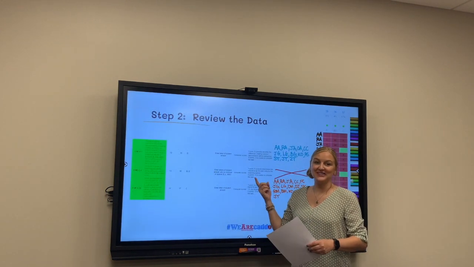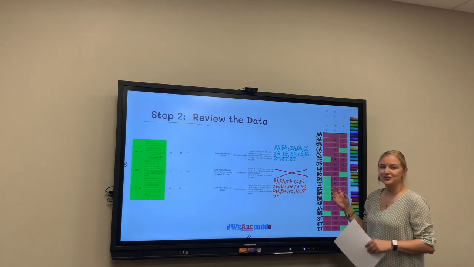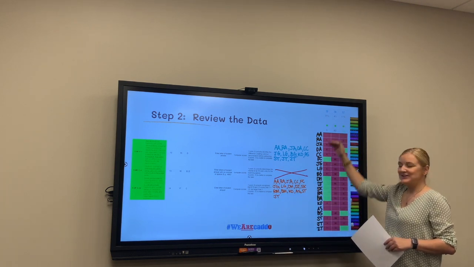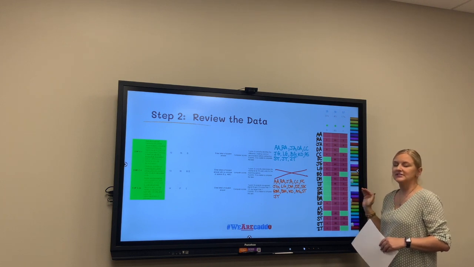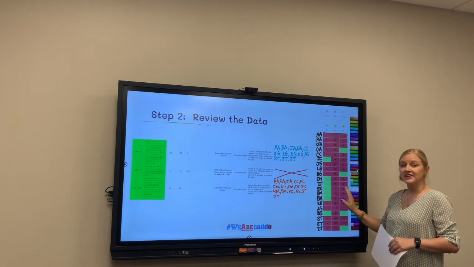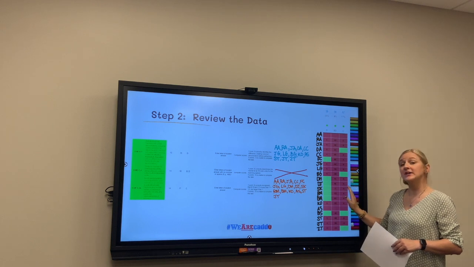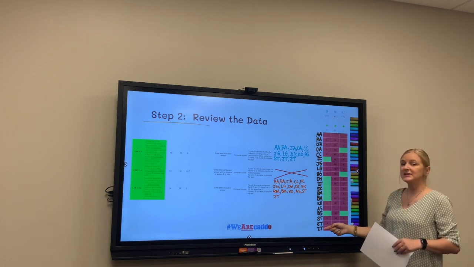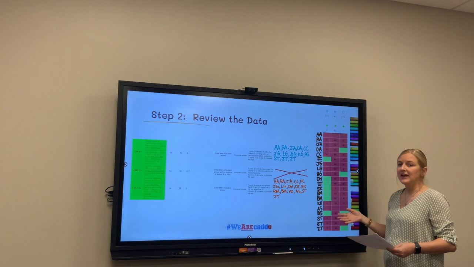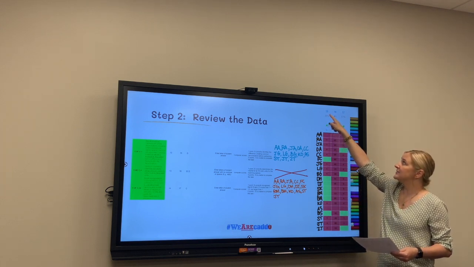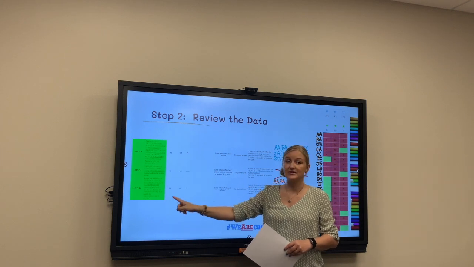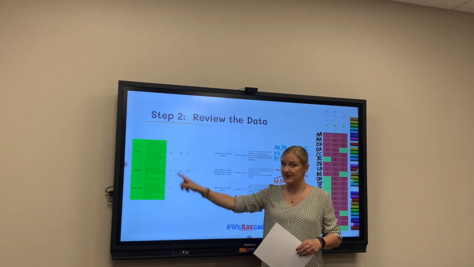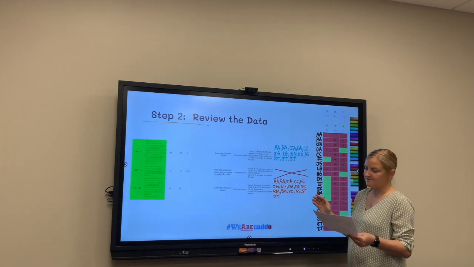Step 2 is reviewing the data. So here I've actually pulled a matrix report from Illuminate of some 5th grade Caddo students. This is not any data that is related to one teacher. I pulled the first 20 students at a specific campus, and I pulled items 15, 16, and 17, which we know on paper are 12, 13, and 14. So again, keep that in mind as we review this data.